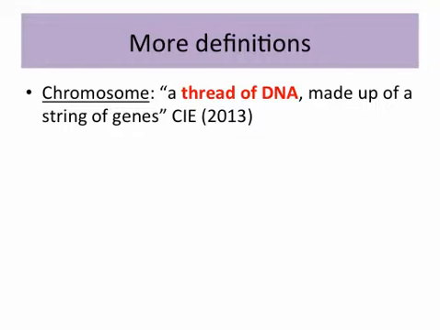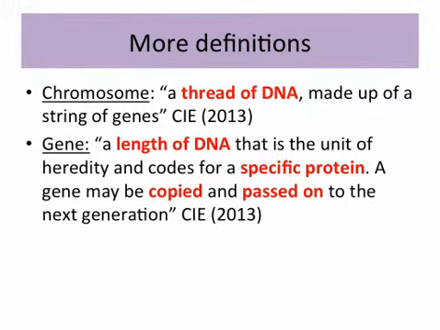So here are some more definitions. A chromosome is a thread of DNA made of a string of genes. A gene is a length of DNA that is the unit of heredity and codes for a specific protein. A gene can be copied and passed on to the next generation.